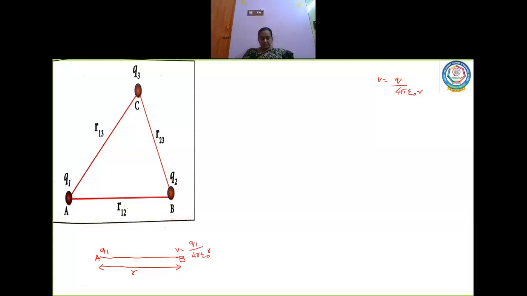So this is due to the effect of charge Q1 which is placed at a distance R. This potential V is the work done to bring a unit positive charge from infinity to the point. Now I'm going to bring a charge Q2 from infinity. So where is the charge Q2 now?